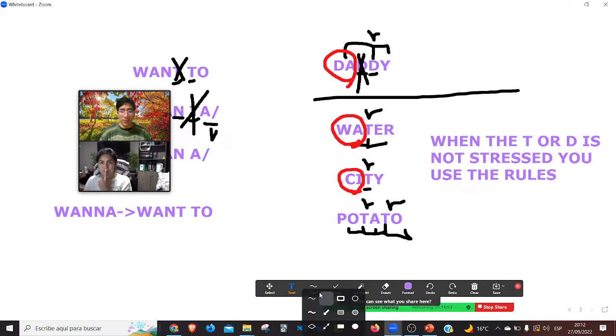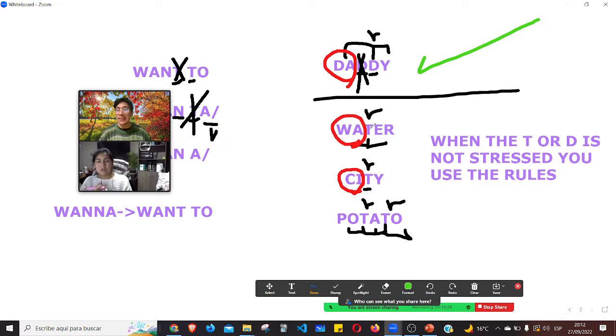For example, is this T or this D stressed? No, because the first syllable is stressed, right? So you use the rule. In this case, water, that T. What does stressed mean? When you say water, the stress is at the beginning of the word. Like in Spanish, la sílaba tónica. Yes, the stressed syllable.